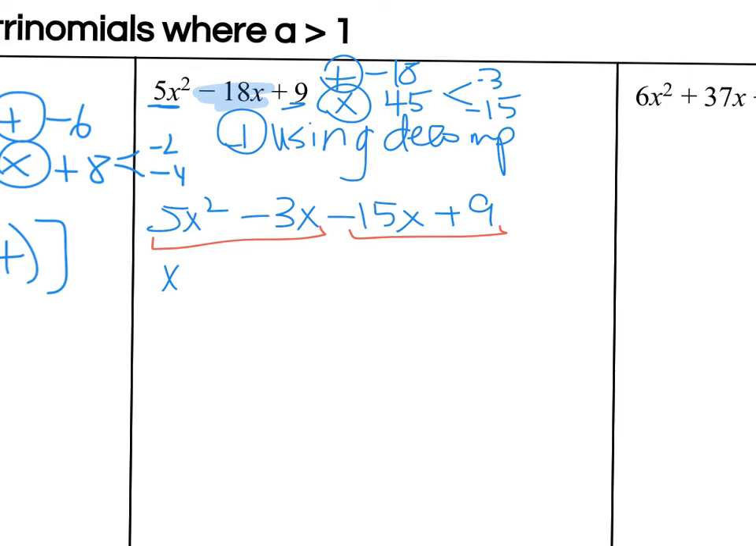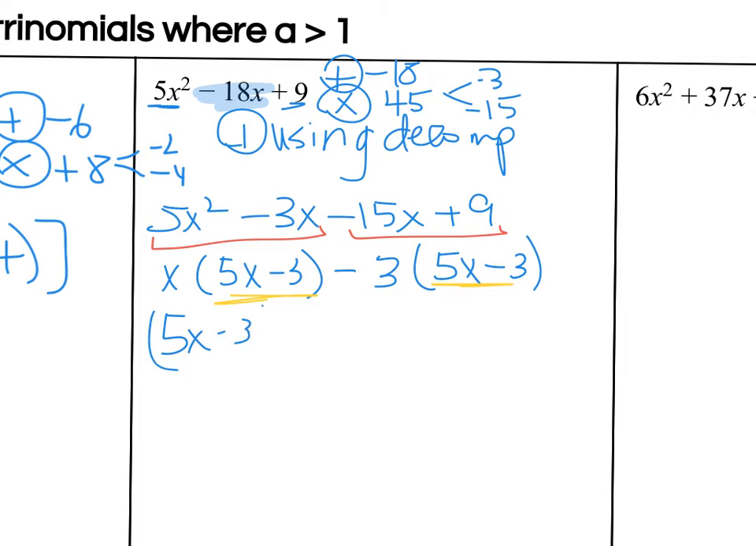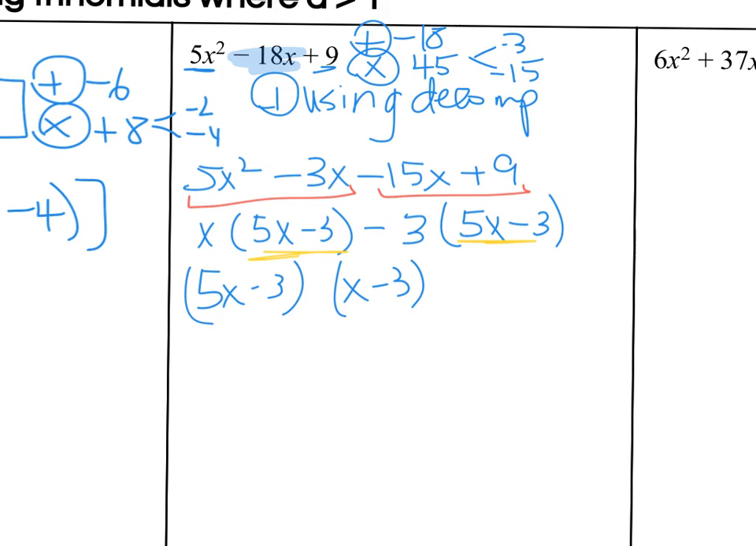And in here, I can take out an x, and I get 5x minus 3. And in the second grouping, 3 goes into both of those, so I'll take a 3 out. If I do that, I get 15x divided by 3 is 5x, and 9 divided by negative 3 is minus 3. You'll notice that the 5x minus 3 is in common in each section, so pull that out to the front. And then I have x minus 3. This was decomposition.